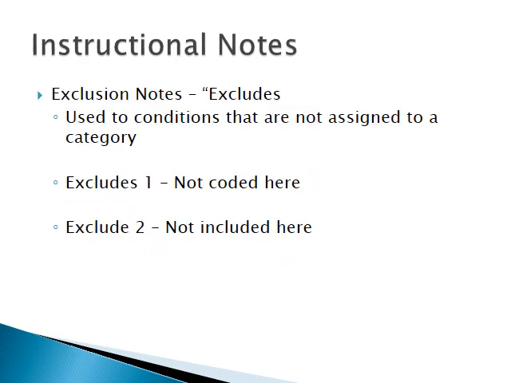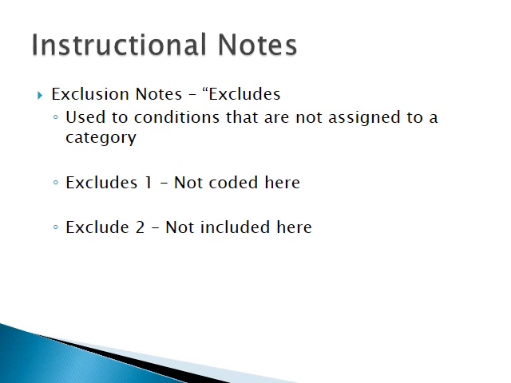Another type of an instructional note is an exclusion note. Excludes notes identify conditions that are not to be assigned to a category or a block of codes. In ICD-10 CM, there are two types of excludes notes. Excludes 1 means not coded here. An excludes 1 note indicates that the code excluded should never be used at the same time as the code above the excludes 1 note.